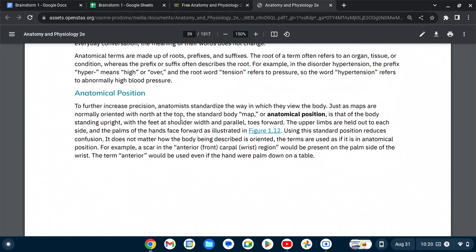Anatomical terms are made up of roots, prefixes, and suffixes. The root of the term often refers to an organ, tissue, or condition, whereas the prefix or suffix often describes the root. For example, in the disorder hypertension, the prefix hyper means high or over, and the root word tension refers to the pressure, so the word hypertension refers to abnormally high blood pressure.